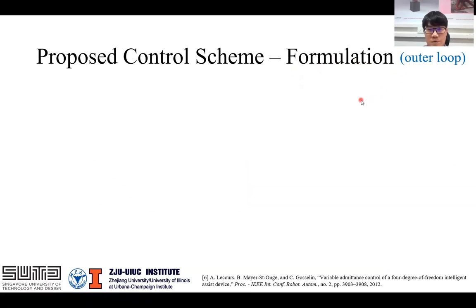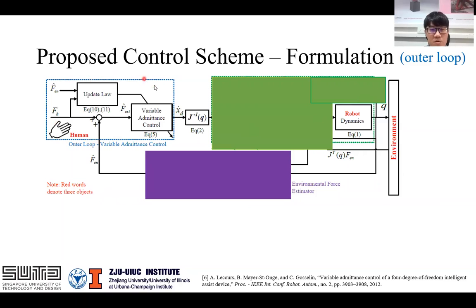Firstly is our outer loop. Here is our block diagram. We have a human, we have a robot, and we have an environment. In the outer loop, we have two parts. The first part is variable admittance control, where we have a variable mass and damping, which is quite standard. And our inputs here are two forces: one is the human force, the other one is the environmental force.